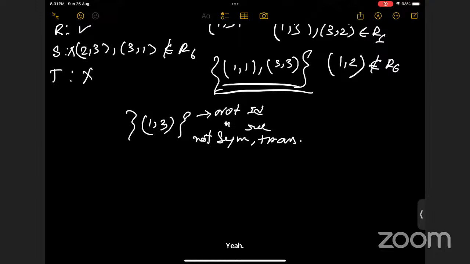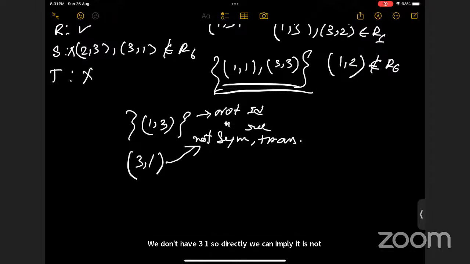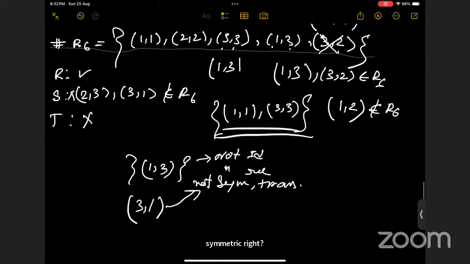Because we don't have anything to check which can contradict the condition. But we don't have 3, 1, so directly we can imply it is not symmetric, right? Okay, ma'am. Got it. So any other doubt with these relations?